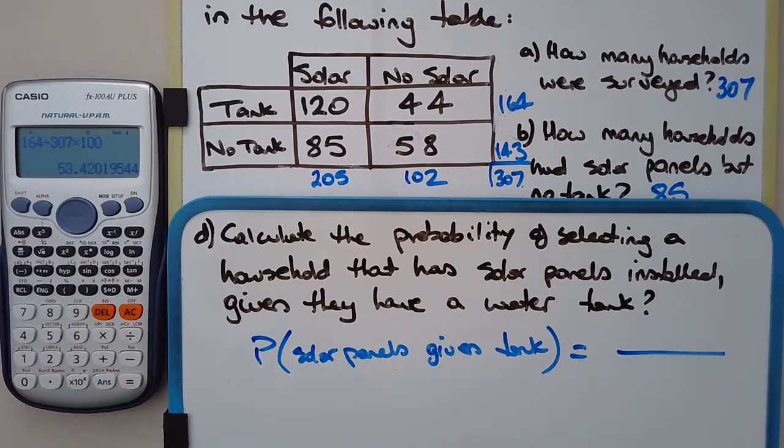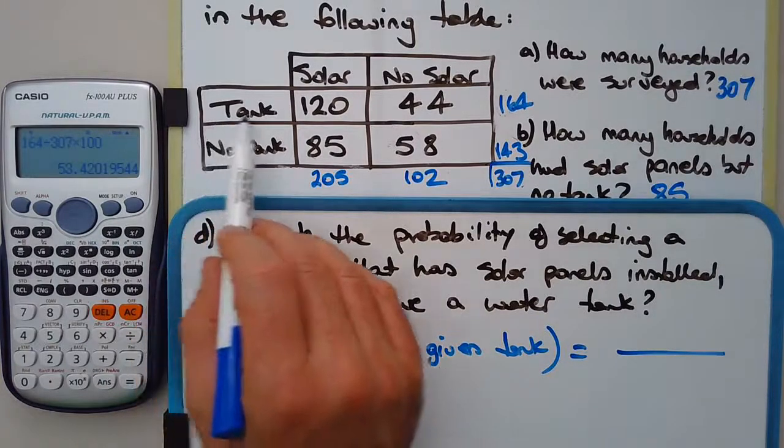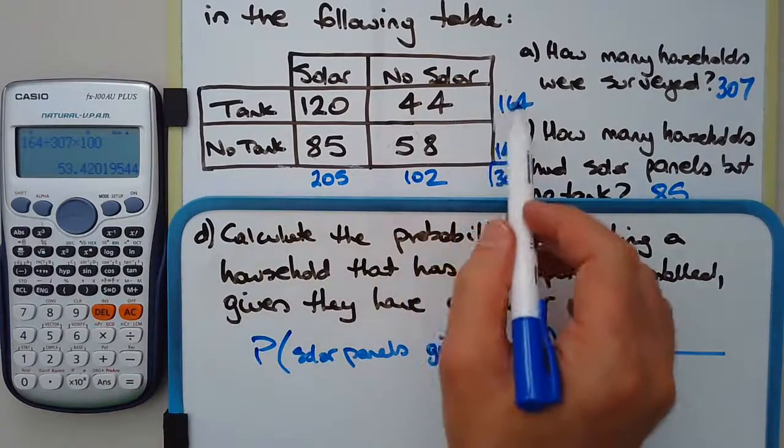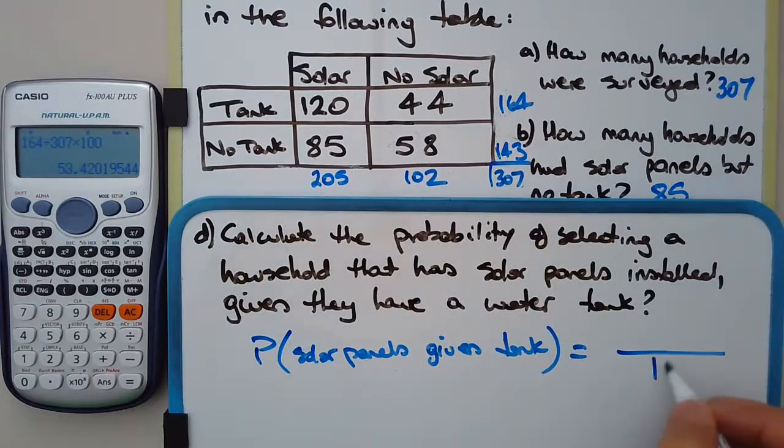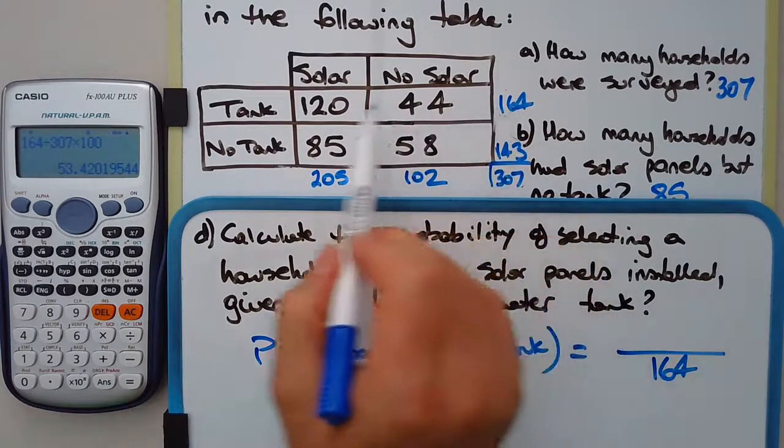Given that they have a water tank, in other words, if we've selected this household, we know they have a water tank. That's what given means. We are told they have a water tank installed. What is the probability that they also have solar panels installed? The first question is, how many households have a water tank? Go back to the table. We added up that row, 164. Of those 164, how many had solar panels? Again, we're only using the top row.